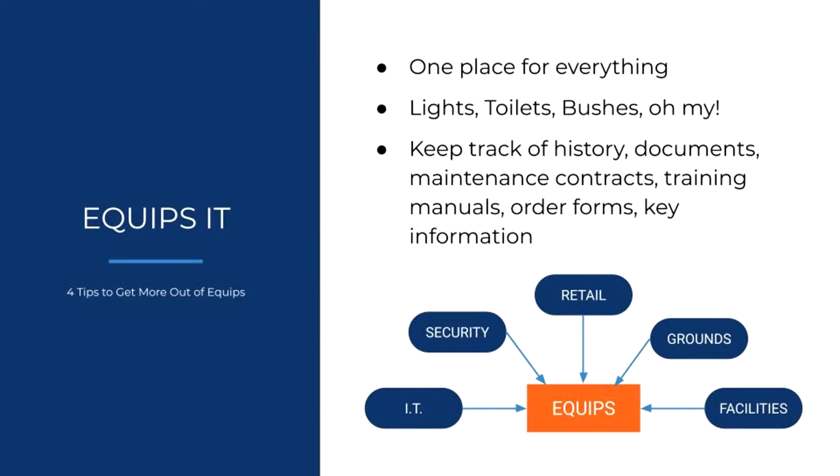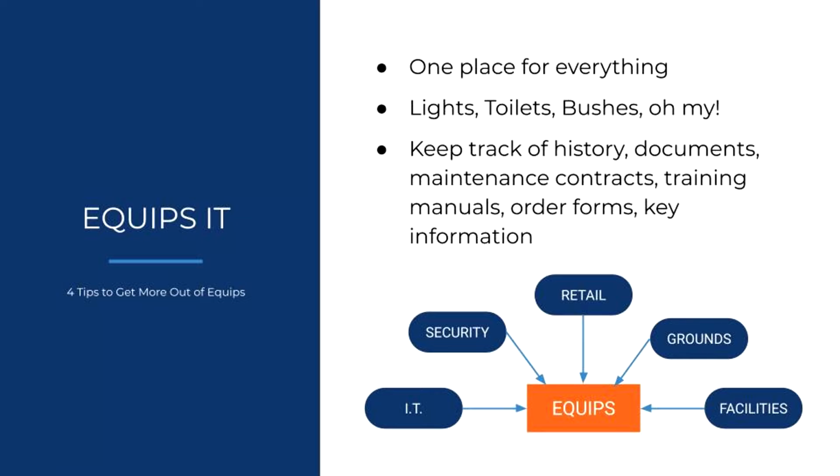Yeah, so let's start with Equipsing it. Equips really can be one place for everything. The lights, the toilet, the bushes outside, whatever you can come up with, you can Equips it. And that's what makes it so powerful. This can become one place for anything. Your IT equipment could be in Equips. Your security, retail, grounds, facility, all of that can be in one place.